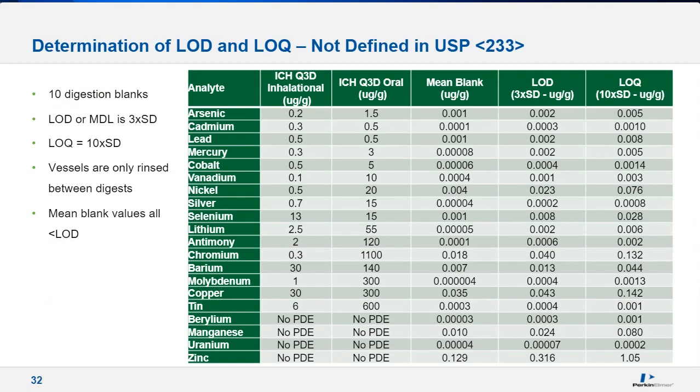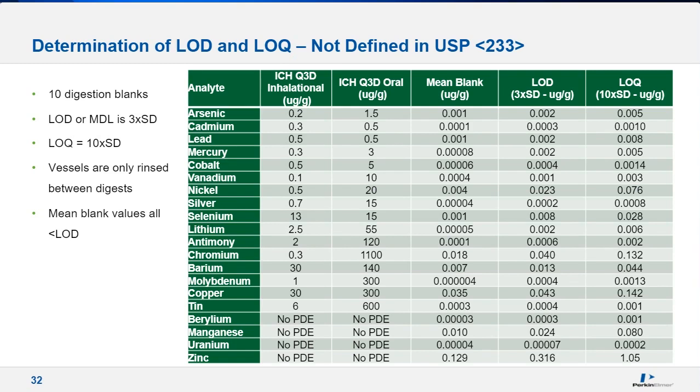So the first thing that we did was the determination of the limit of detection and limit of quantitation, which isn't required by USP Chapter 233, but is useful when needing to report data. This was performed by taking 10 digested method blanks and multiplying the standard deviation by 3 for the limit of detection and by 10 for the limit of quantitation. We use this to understand the variation of background contamination in the vessels themselves and understand what our reproducibility is at the lower end in the digested vessels themselves.